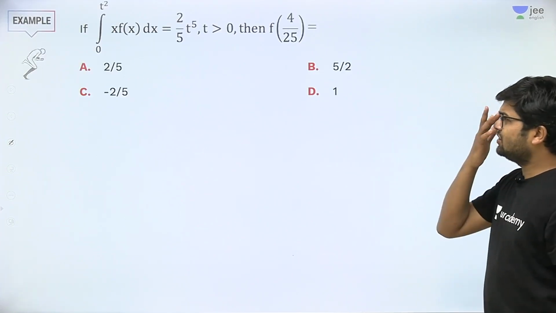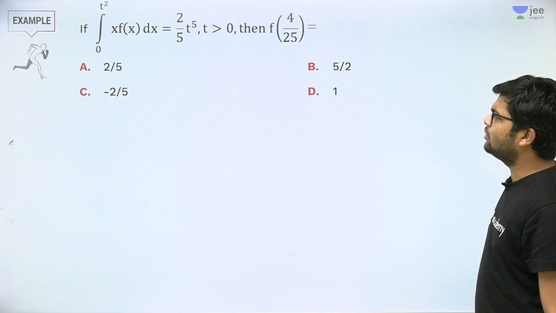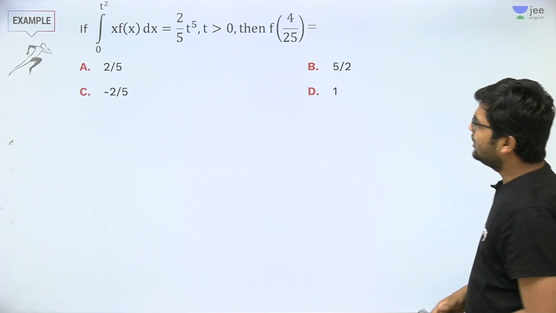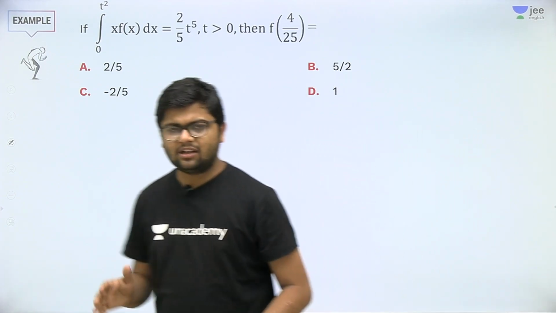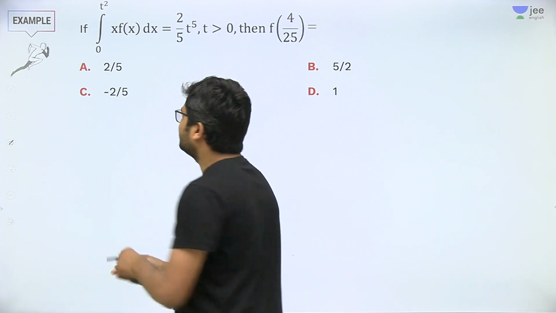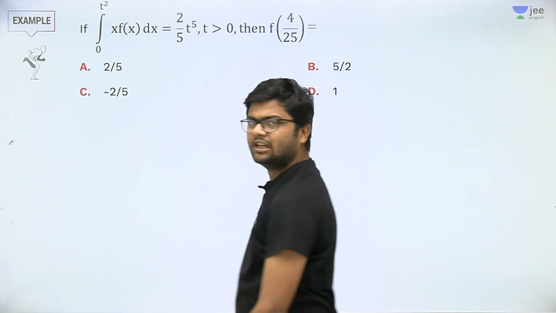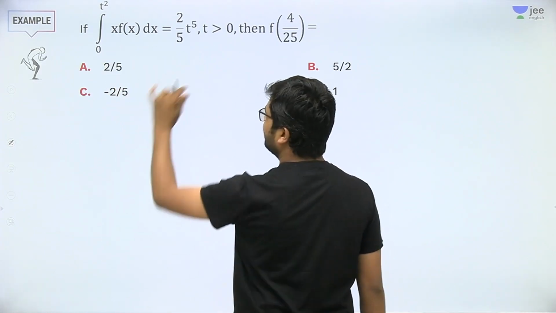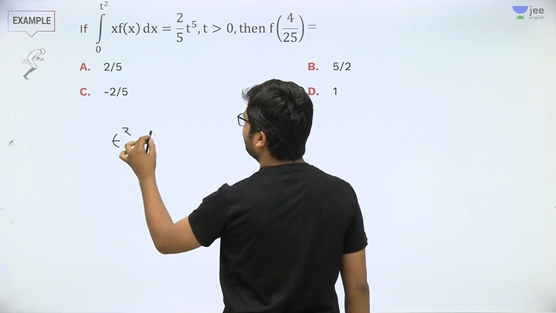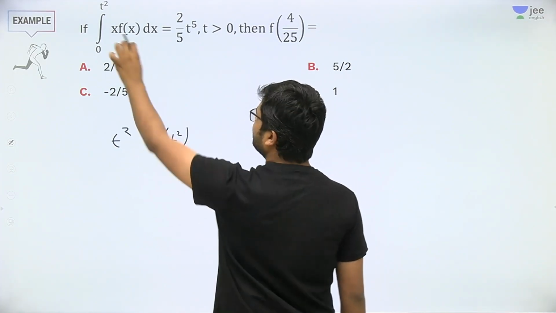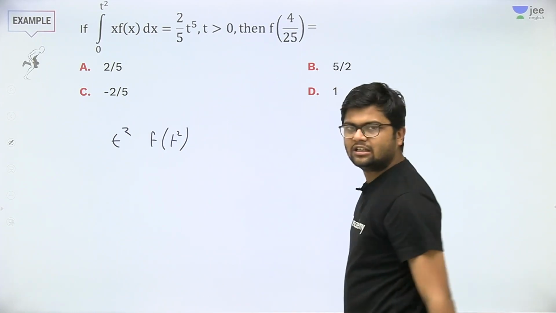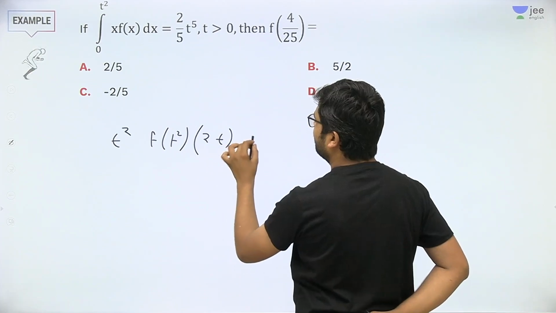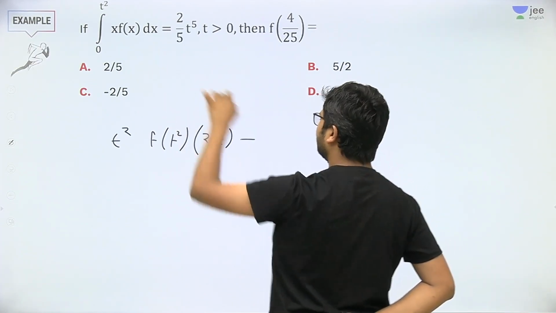Next question. The integral from 0 to t² of x f(x) dx equals 2/5 t to the power 5. You need to find out f(4/25). Again, differentiating this equation by applying the Leibniz rule. Got my point? Because this is a function of t, this is a function of t, so it can be easily differentiated. It will come out to be t² into f(t²), just putting t² in place of x, and then the derivative of t² will come out to be 2t, minus 0 times f(0), and the derivative of 0 will come out to be 0.